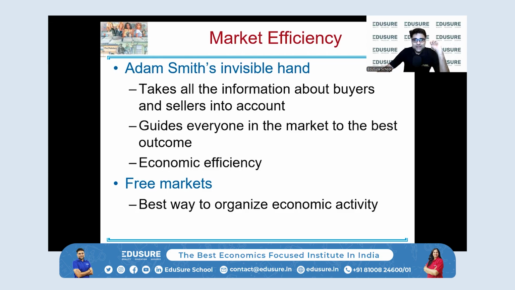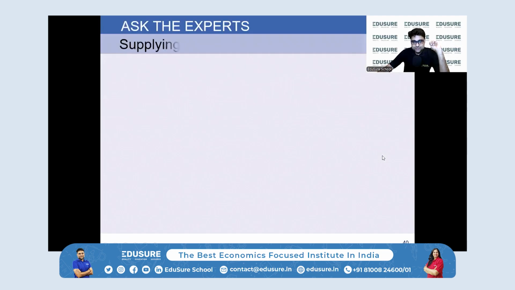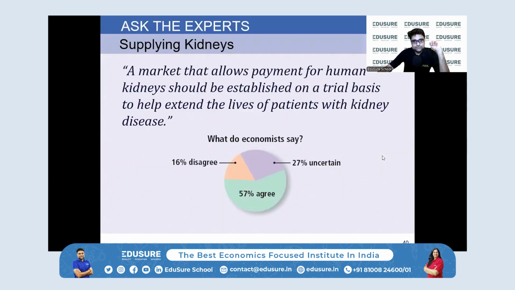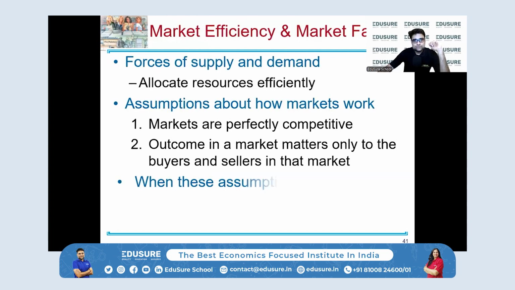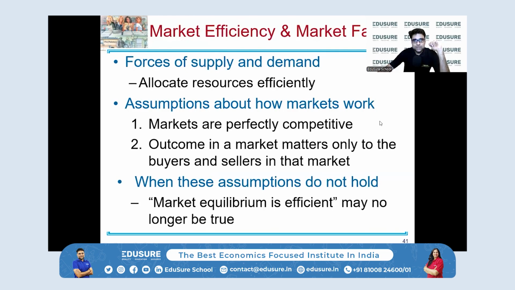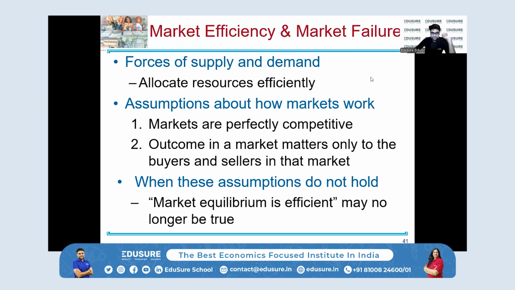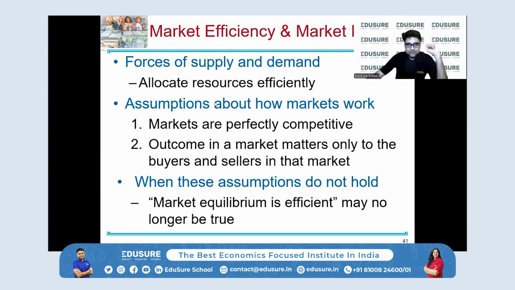Now, there are instances where the market also fails. Now, we'll talk about market failure. So, market efficiency is reached when the resources are allocated efficiently. These rest on assumptions about how markets work. Markets are perfectly competitive. Outcome in a market matters only to the buyers and sellers in that market. When these assumptions do not hold, market equilibrium efficiency may no longer be true.